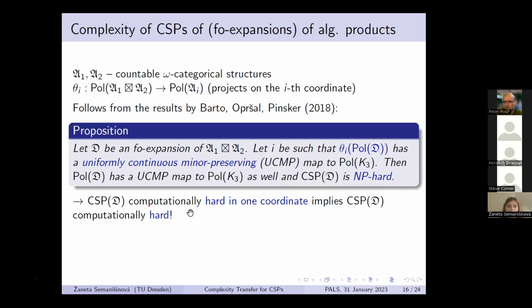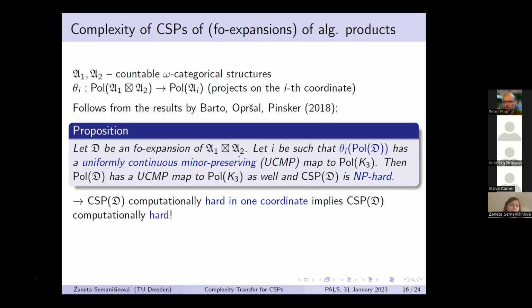really, if CSP over a first-order expansion of an algebraic product is computationally hard in one coordinate, it immediately means that it is computationally hard. This is what we saw also for just the product. If we cannot really compute in one of the coordinates, then the algorithm wouldn't work as I introduced it over there. Yeah, and this is a proper proof that computationally hard in one coordinate means computationally hard.